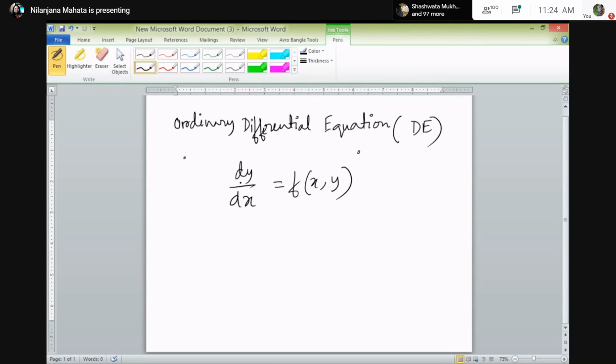This is first order first degree, and it is a function of x and y. Basically, we write this equation as M dx plus N dy is equal to 0, where M is a function of x and y and N is a function of x and y.